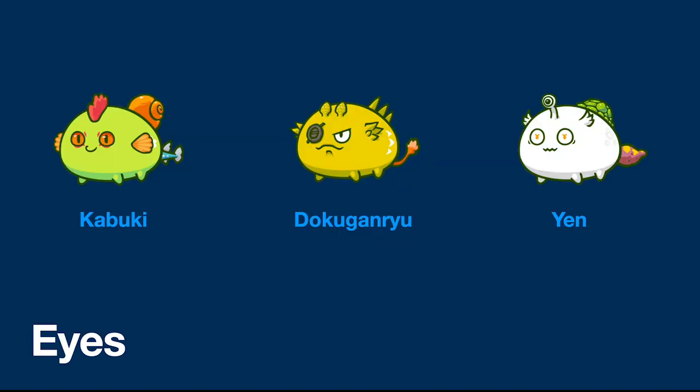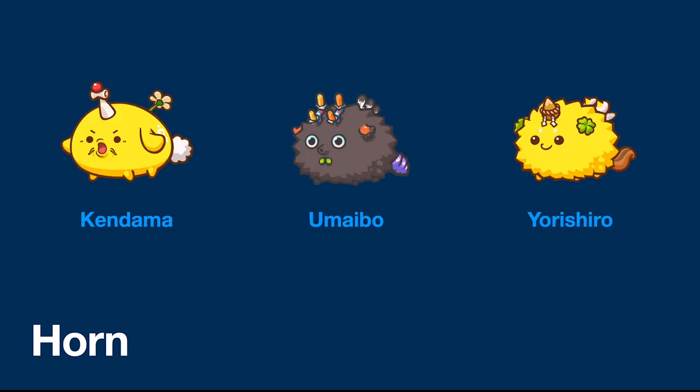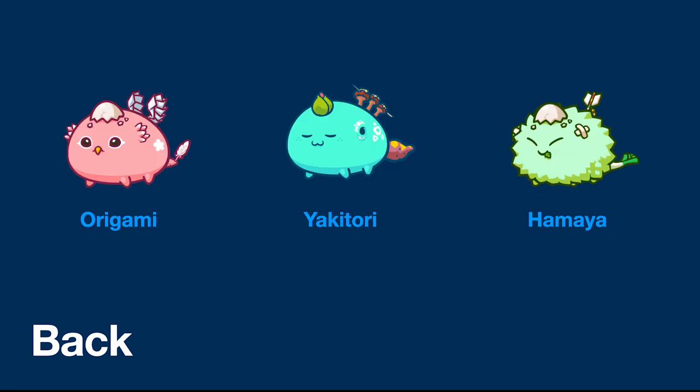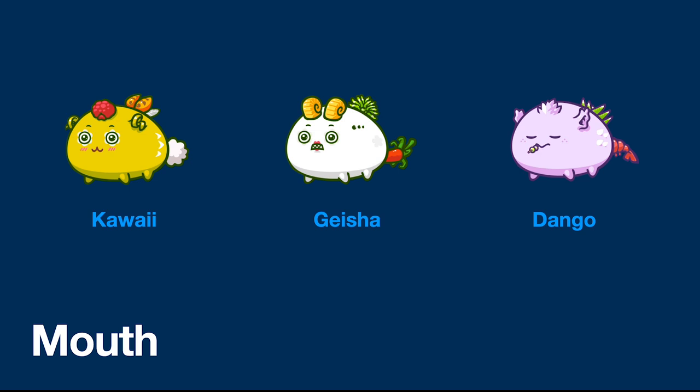These parts are, for the eyes, we have Kabuki, Dokuganryu, and Yen. Ears, we have Maiko, Mon, and Karimata. For the horn, we have Kendama, Umaibo, and Yorishiro. For the back, we have Origami, Yakitori, and Hamaya. For the tail, there's Konobori, Omatsuri, and Maki. And for the mouth, we have Kawaii, Geisha, and Dongle.